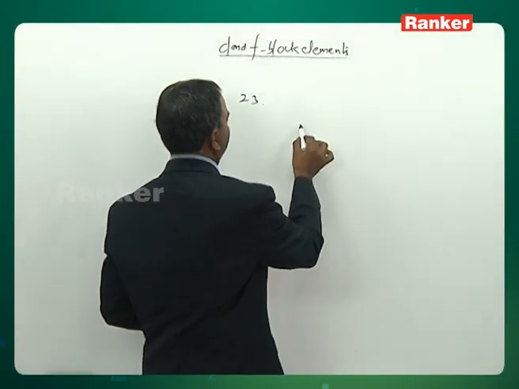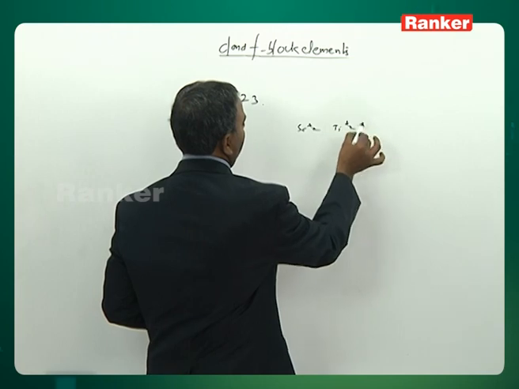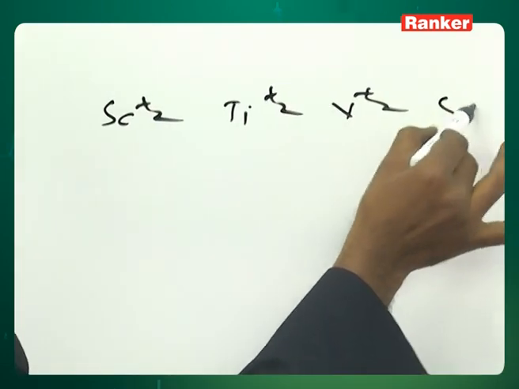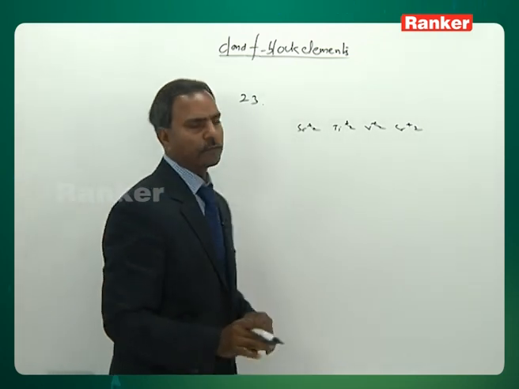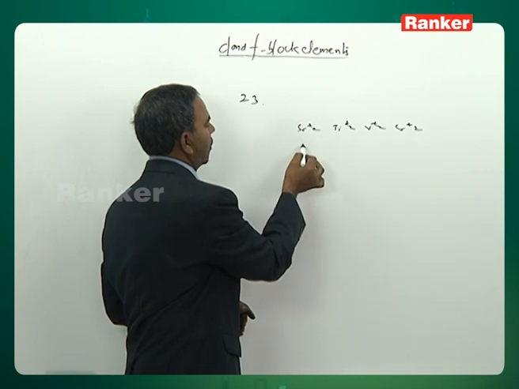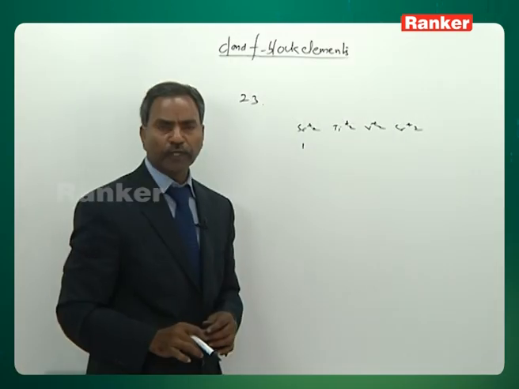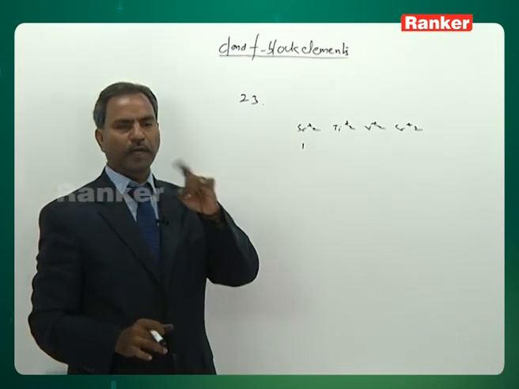What are given? Check it. Scandium plus 2 is given, titanium plus 2 is given, vanadium plus 2, chromium plus 2. These are the ions, no? All the 4 ions are written on the board. Now, scandium plus 2 means number of unpaired electrons 1. How do you say? d1 s2. Plus 2 means what? d1. Only 1 unpaired electron.